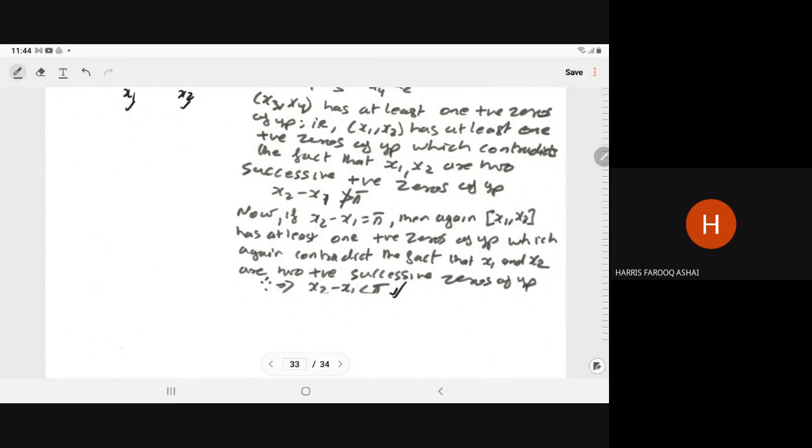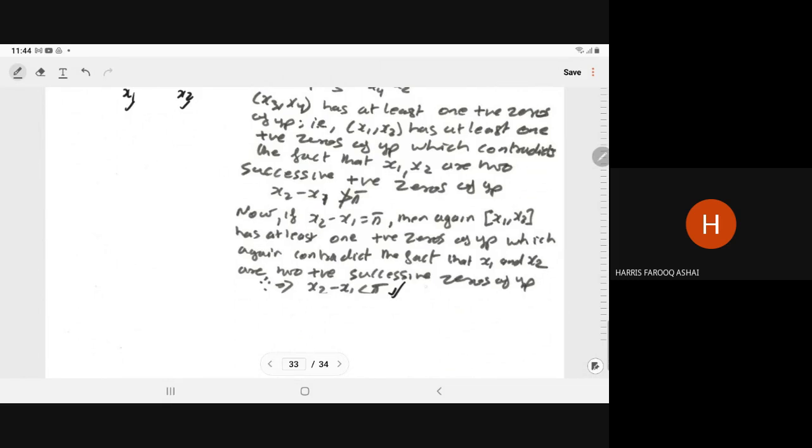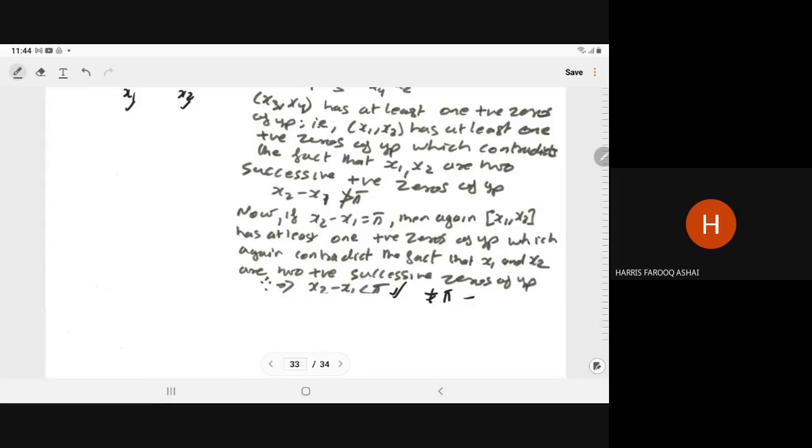This implies that x2 minus x1 is less than pi, not equal to pi and not greater than pi. x2 minus x1 is less than pi. That is part A.